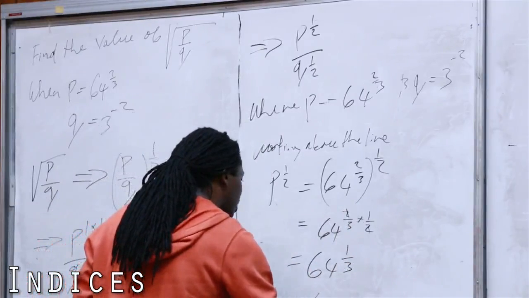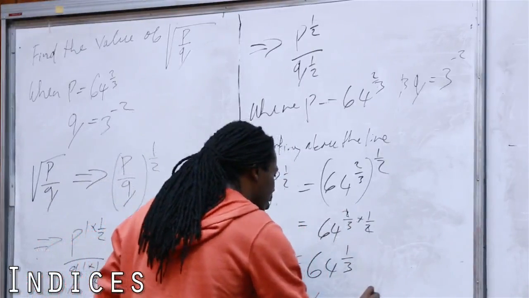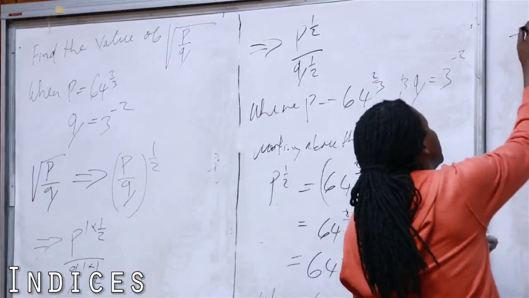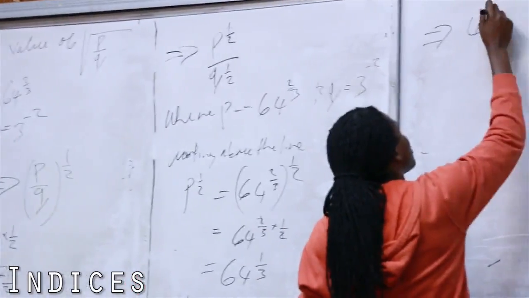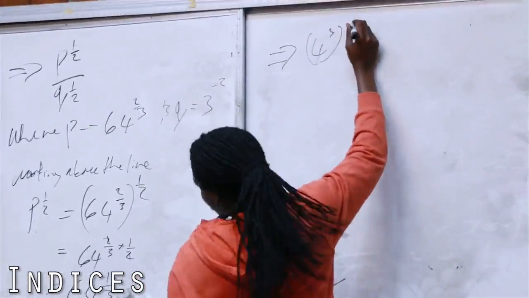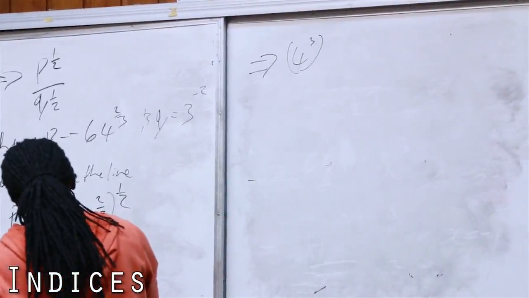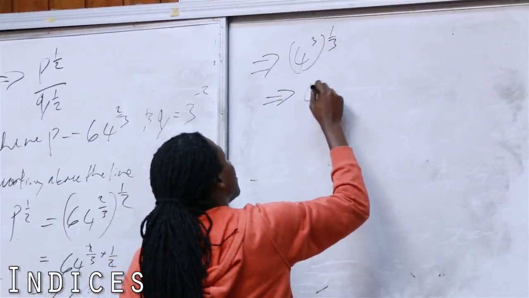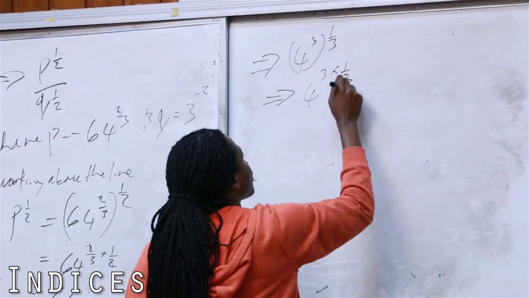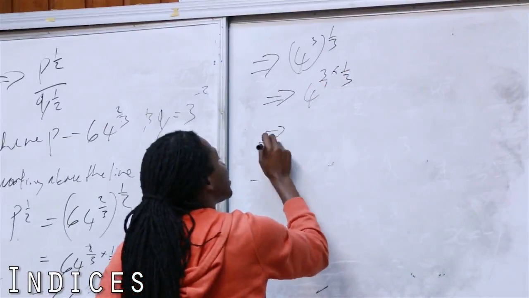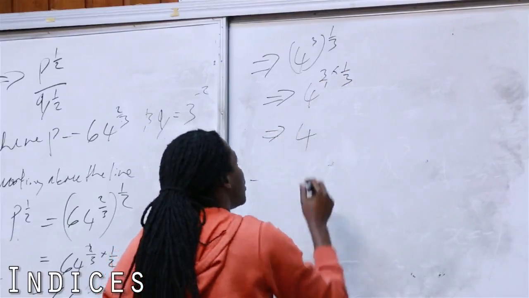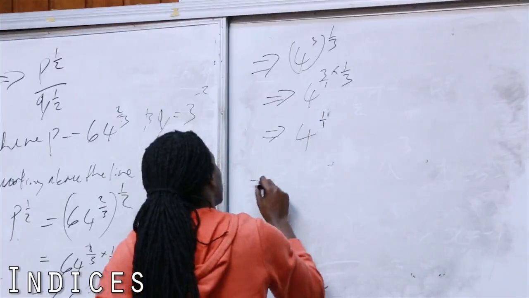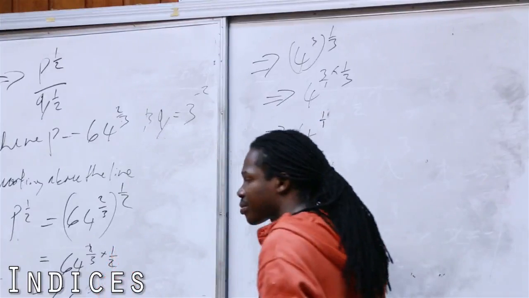Where 64 equals 4 to the third power. This implies that 4 to the third power, raised to the 1 third, implies 4 to the 3 times 1 over 3. This implies 4 to the 1 over 1. This implies 4. See that?